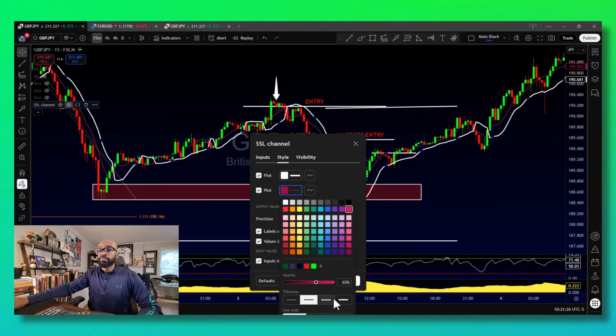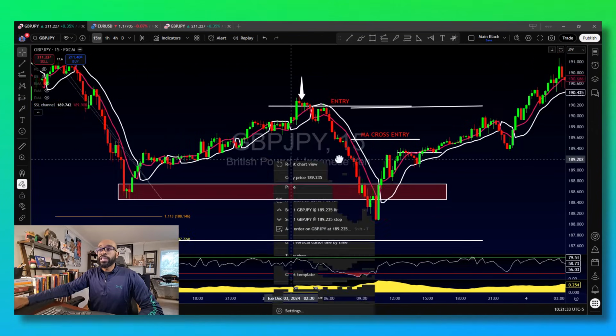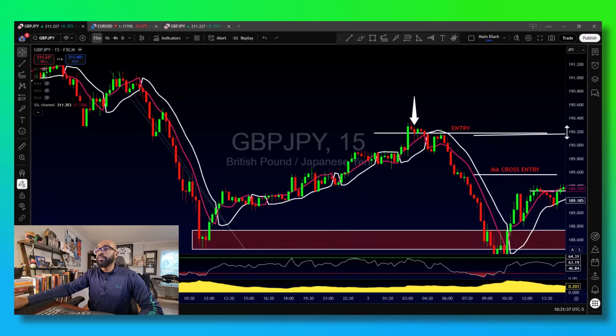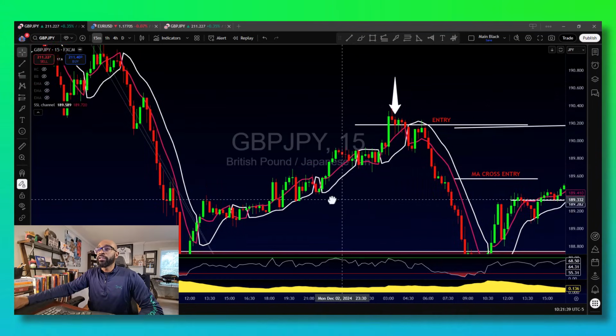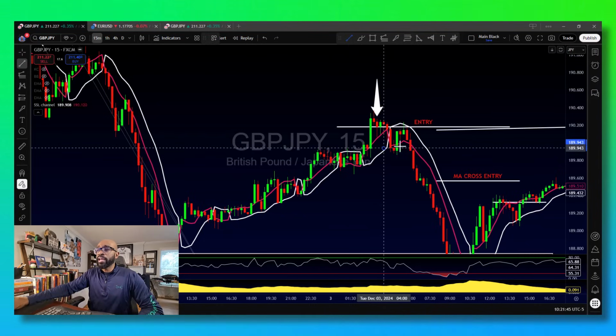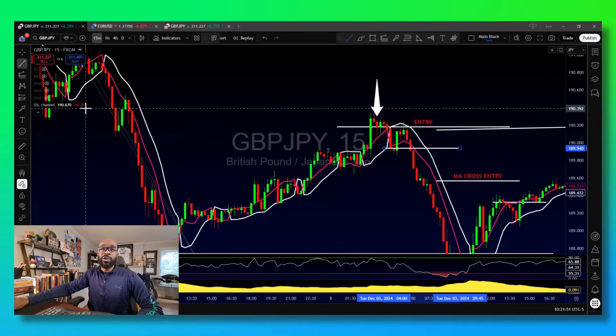There we go, and boom. So if we're using this SSL channel, both our exit and our entry, let's see what this does here. Our initial entry for the price action trade was right here. You can see our SSL entry would have been right here. Again, it's not as high as the initial entry, but you can see it's a lot higher than that moving average cross.